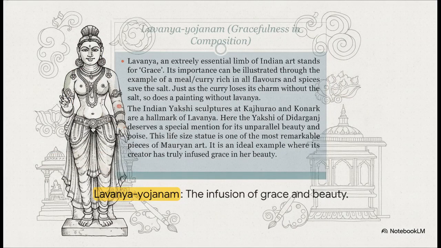To elevate that emotion even further, we arrive at the fourth limb, Lavanya Yojanam. This is the skillful application of grace and beauty. It's that magical quality that elevates the mundane right up to the sublime. In fact, the sources point to the famous ancient Yakshi sculpture of Didarganj as the ultimate hallmark of Lavanya. It's the stunning life-size work where the creator truly infused an unparalleled sense of poise and grace into her beauty.